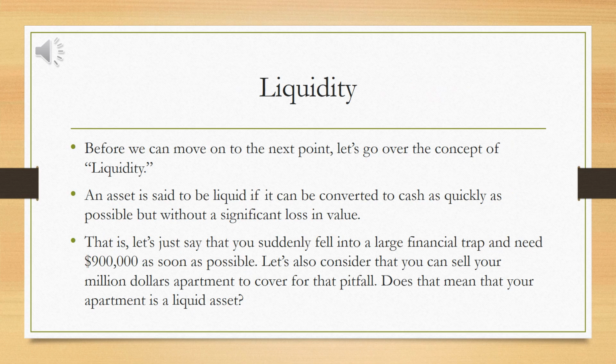Before we can move on to the next point, let's go over the concept of liquidity. An asset is said to be liquid if it can be converted to cash as quickly as possible, but without a significant loss in value. That is, let's just say that you suddenly fell into a large financial trap and need $900,000 as soon as possible. Let's also consider that you can sell your $1 million apartment to cover for that pitfall. Does that mean that your apartment is a liquid asset?